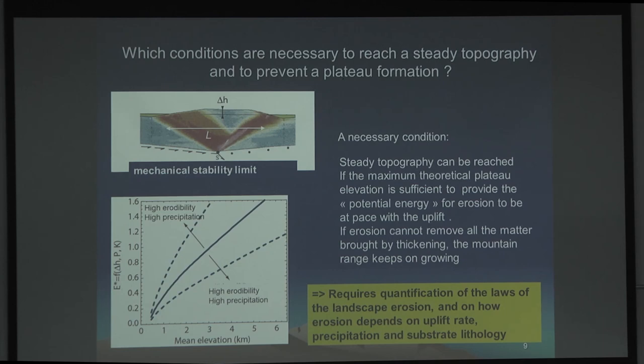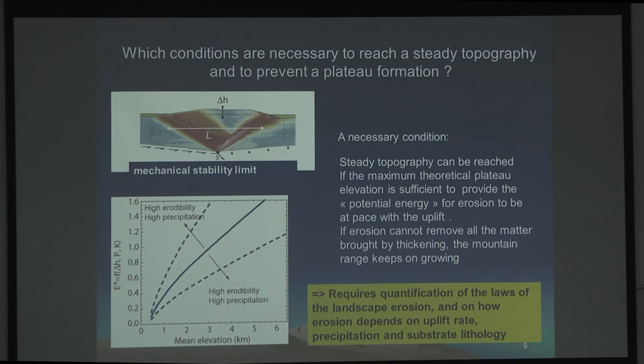In contrast, if you have low precipitation and low erodibility, then you will need a very high topography in order to have very steep slopes to be able to erode the material quickly. And if the equilibrium topography needed to remove that flux is above 4 or 5 kilometers, like 6 kilometers, then it's an elevation much higher than the mechanical stability elevation that the mountain range can sustain. So in that case, probably you will never reach this equilibrium, and you will reach the mechanical stability limit, so the range will spread out laterally before reaching the topography sufficient to have enough erosion.